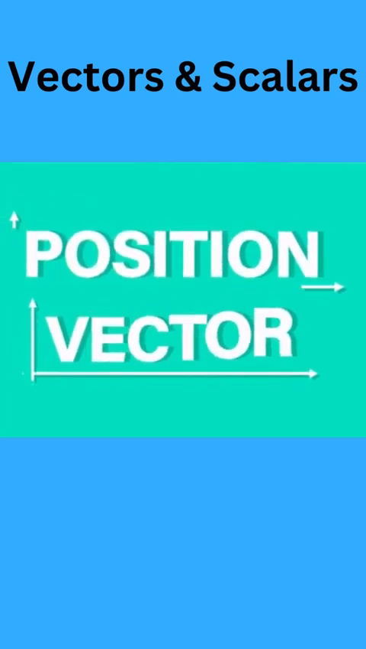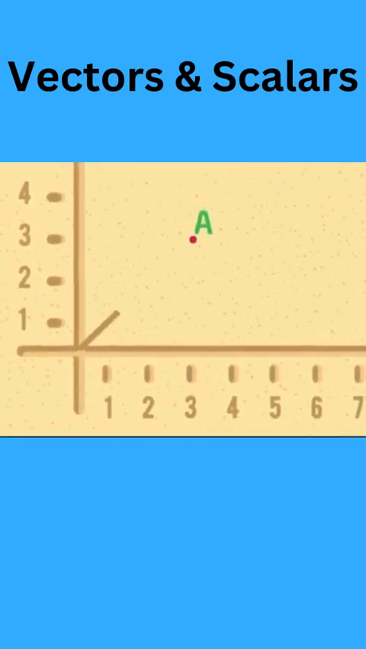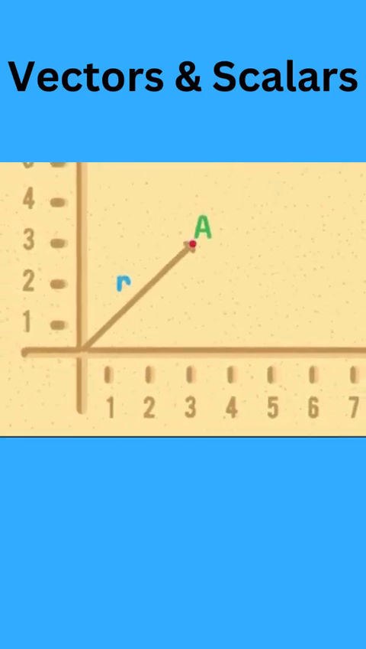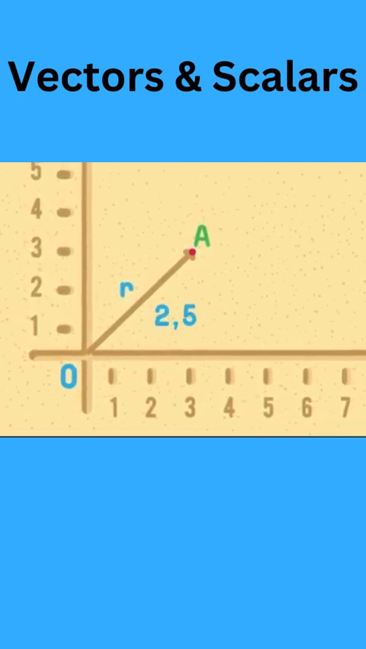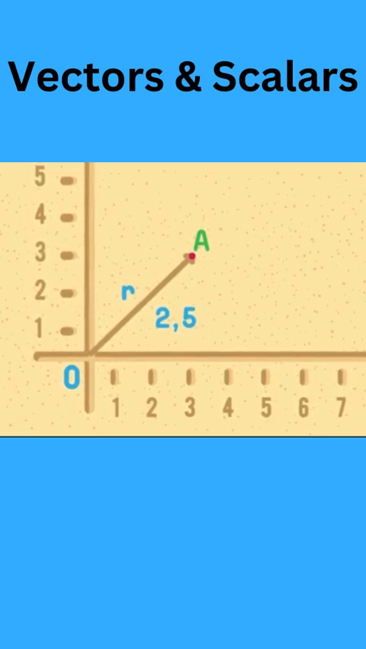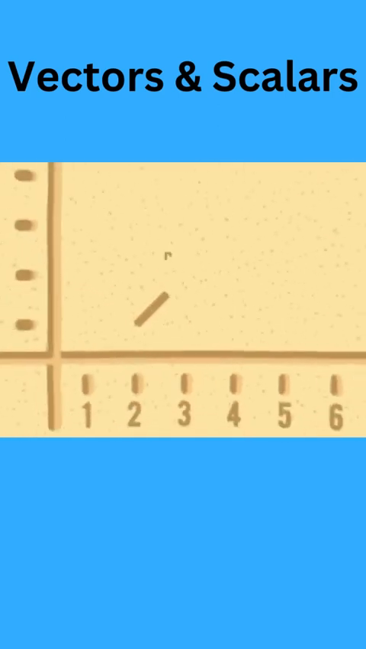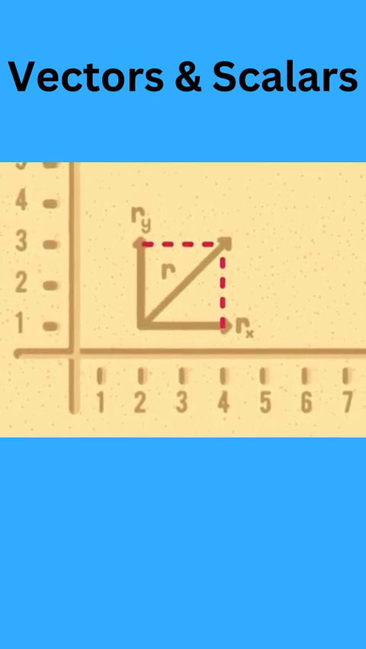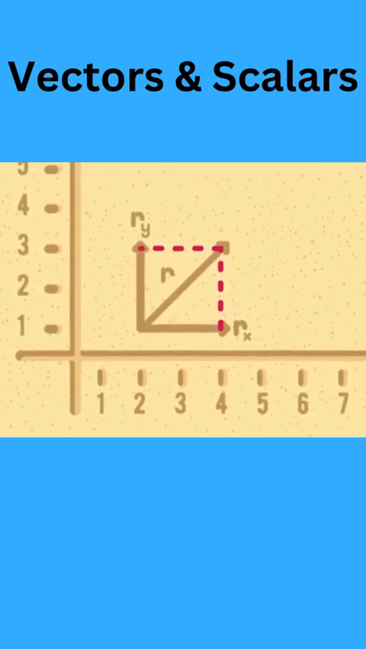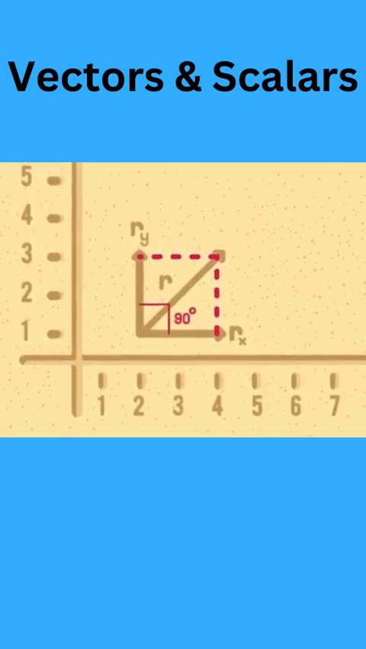Position vector. The position vector is the vector which represents the position of a point in space with respect to the origin, O. It also represents the distance and direction of the point from the origin. Resolution of a vector. Splitting up a single vector into its rectangular components is called the resolution of a vector. The rectangular components of a vector have to make an angle of 90 degrees with each other.